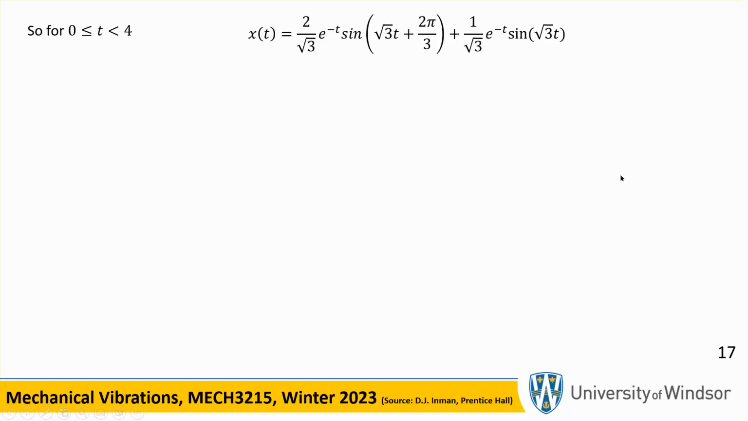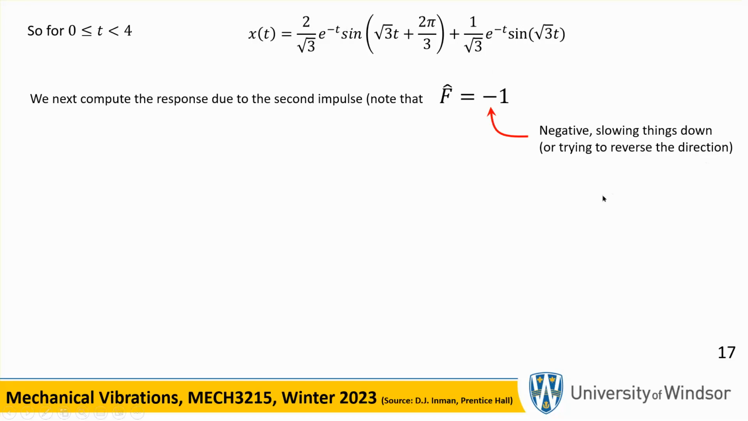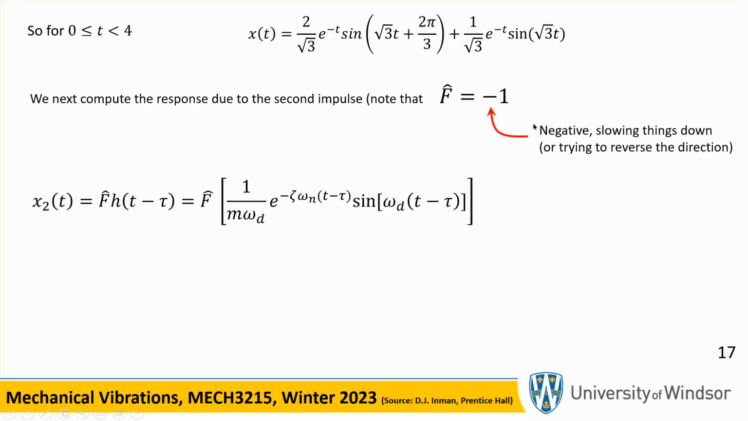This is the solution. Now, then we hit it the second time, but f hat is -1. So we can write the response due to this impulse. By the way, this negative means that you hit the block in the other direction, in the negative direction. Already you know what's going to happen, it slows things down, right? So you go to the expression for impulse at a different time, tau equal to 4. This happens at tau equal to 4, f hat is -1, everything else we have, and you're going to get this.